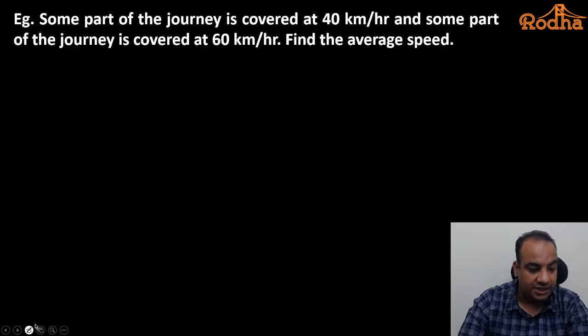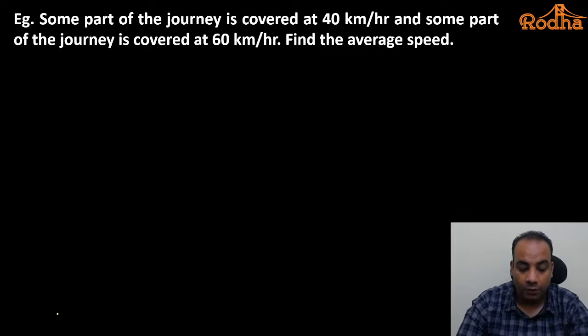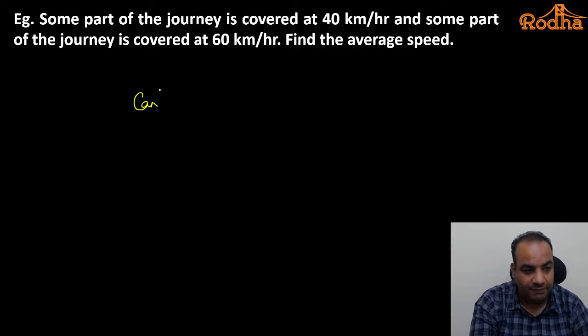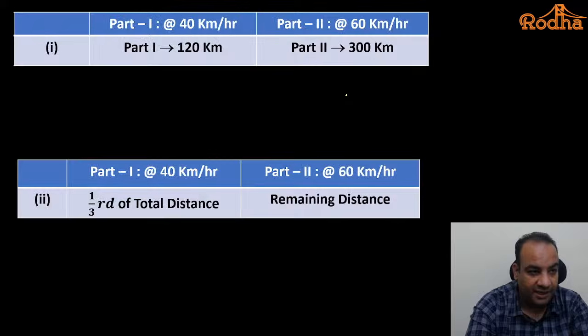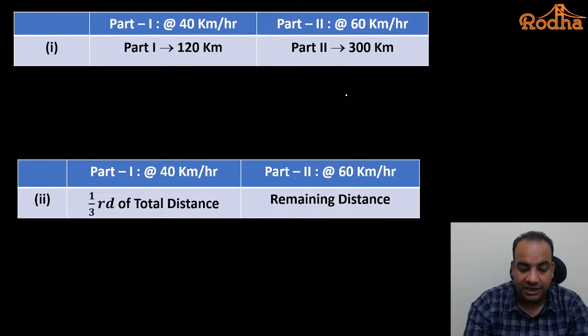Now, in this question, it is given some part of the journey. What part of the journey is not given? If we don't know what part of the journey, how can I calculate average speed? The answer would be can't be determined. We can't calculate average speed because they have not told you about that part of the journey. Okay, the answer is can't be determined. They should tell you about the part of the journey, then only you can solve.